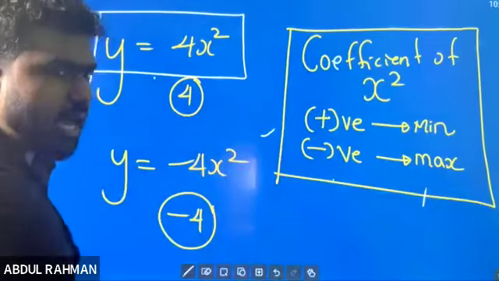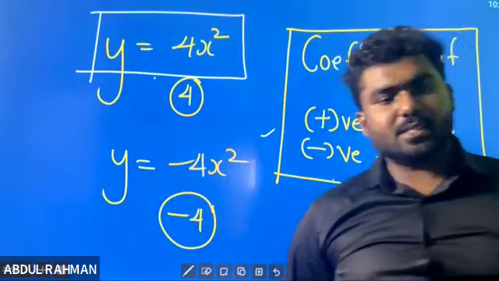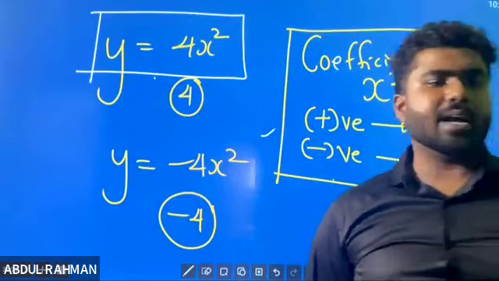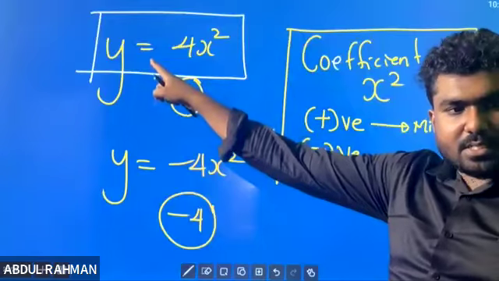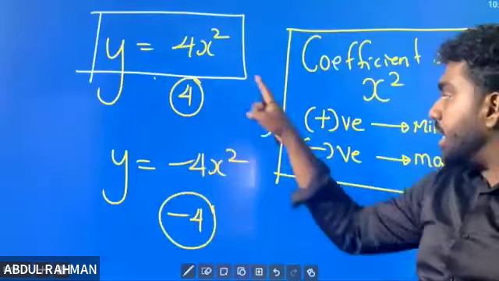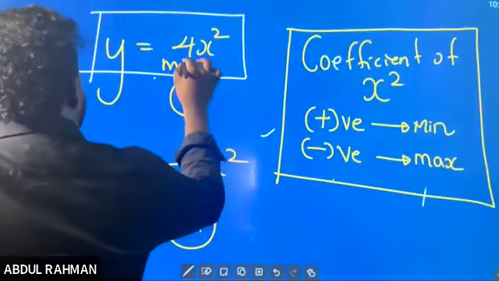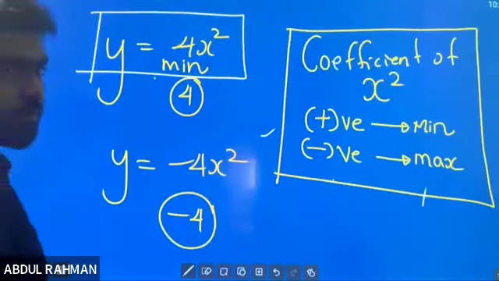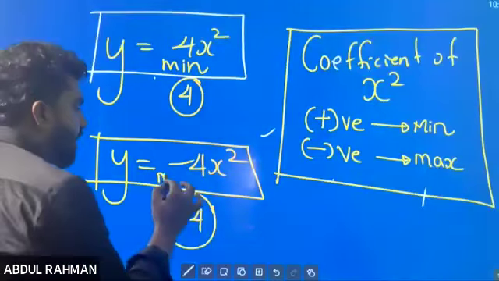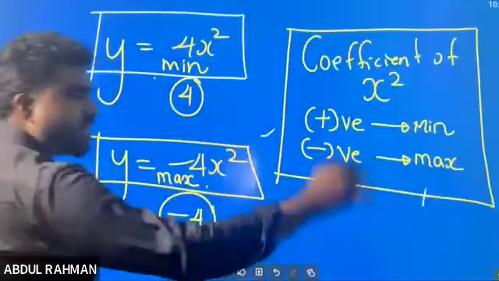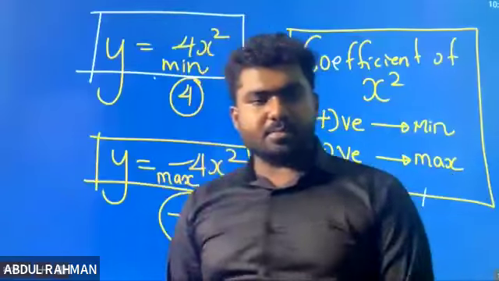If it's minimum, it should be a heart. If it's maximum, it should be something else. And so the coefficient is plus. If the coefficient is positive, that is a minimum graph. So I can say this graph is what graph? Minimum graph. If the coefficient is negative, I call that graph what graph? Maximum graph. Is that clear? Give me a thumbs up. Is that clear? Give me a thumbs up.